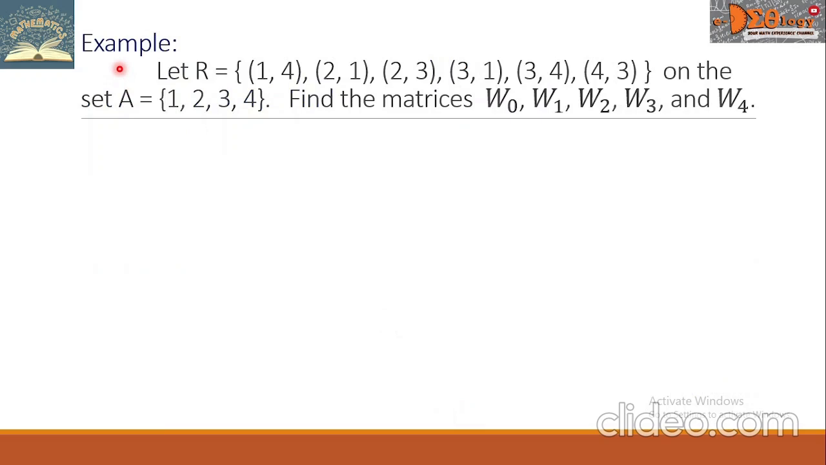Let us see this example. Let the relation R equal the ordered pairs (1, 4), (2, 1), (2, 3), (3, 1), (3, 4), (4, 3) on the set capital A with elements 1, 2, 3, and 4. Find the matrices W sub 0, W sub 1, W sub 2, W sub 3, and W sub 4.